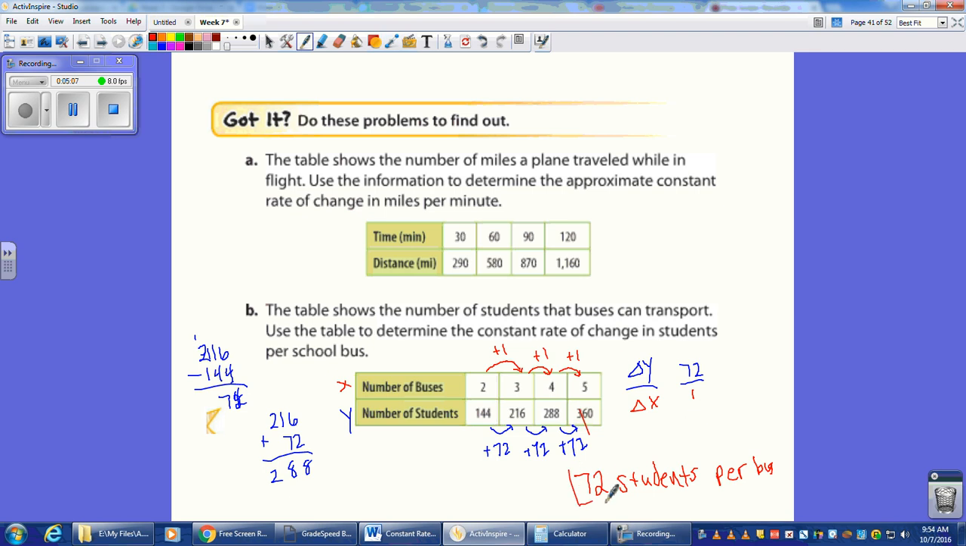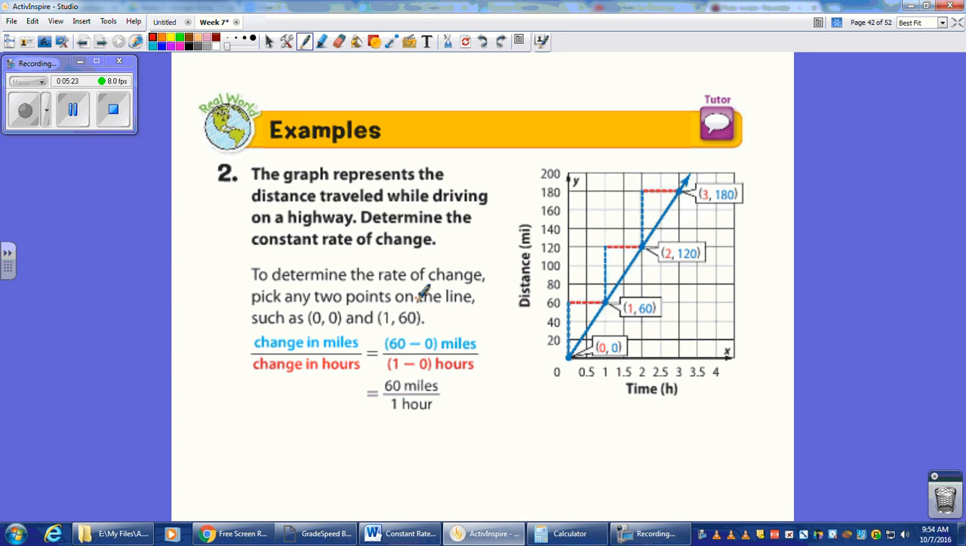Fill it in. And the other one, if you wanted to solve it, you can check your answer. It would have been 9.6 repeating miles per minute.